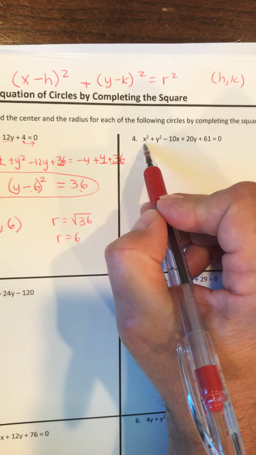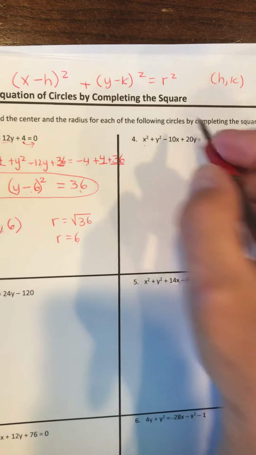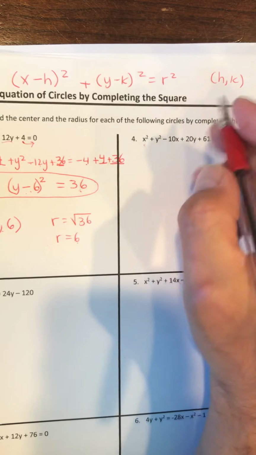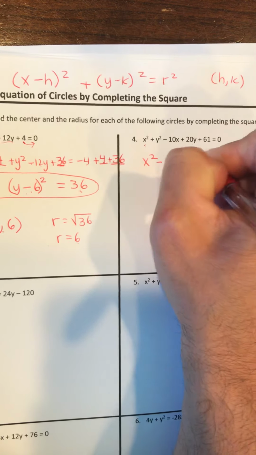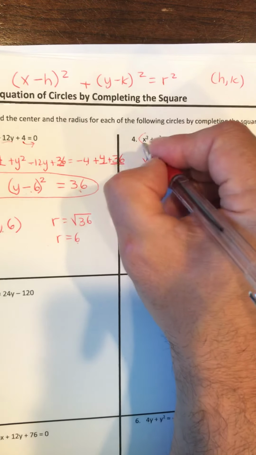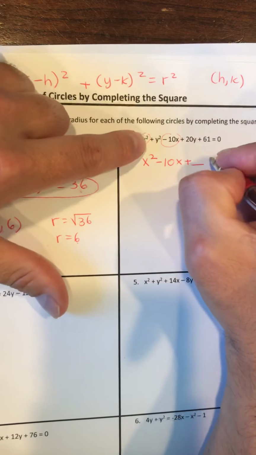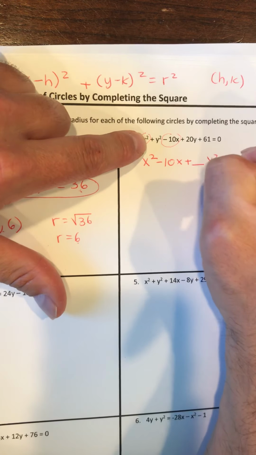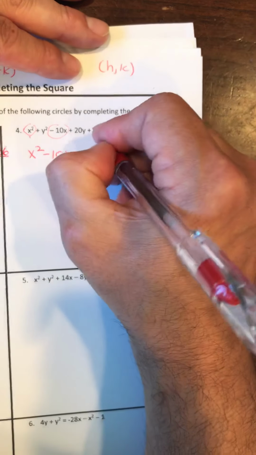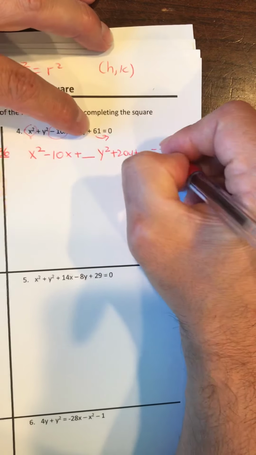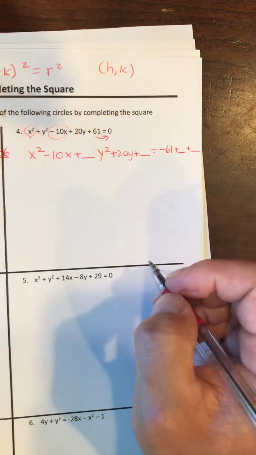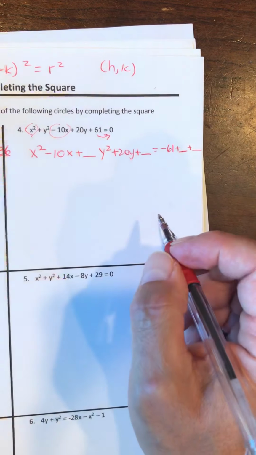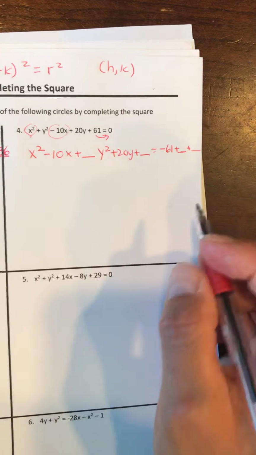Same thing for number 4. I'm just going to go across instead of down. I want to group the x's together. So I'm going to rewrite this as x squared minus 10x, but I've got to leave a space for the square term, so I'm grouping these two. Then I'm going to group the y's, y squared plus 20y, plus, though, I've got to leave a slot, equals that 61 I've got to bring over, and then I've got to leave a spot for the square of the x, and then a spot for the square of the y. Right? This is a lot going on here.